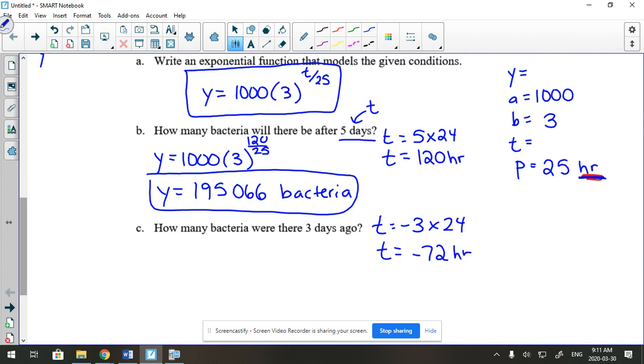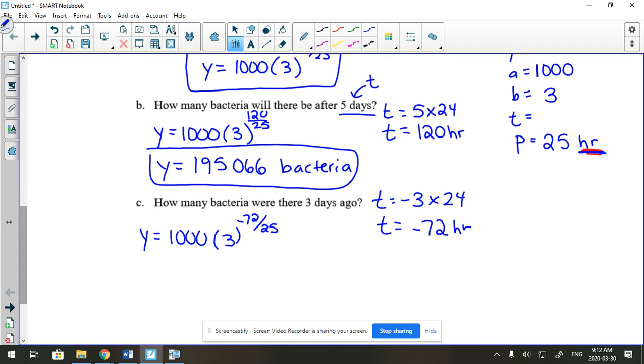So you're going to use that same formula. But now your t is going to be a negative 72. So try putting that into your calculator. When you do that and you round it to the nearest whole, you should see that you had 42 bacteria 3 days ago. That one's done. Let's look at another example on the next page. There's different ways we can ask this, so we have to be a little bit careful.